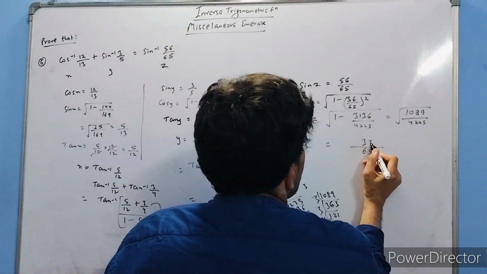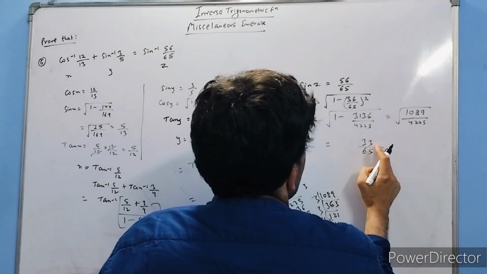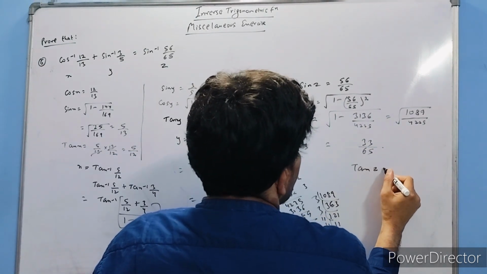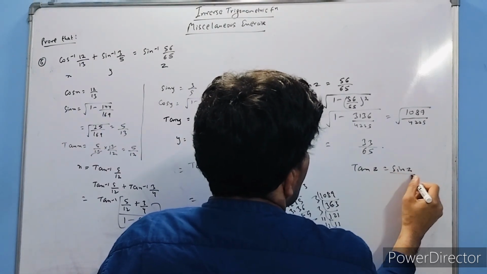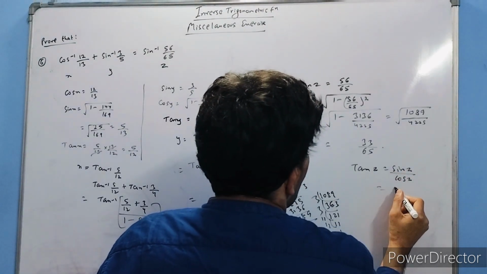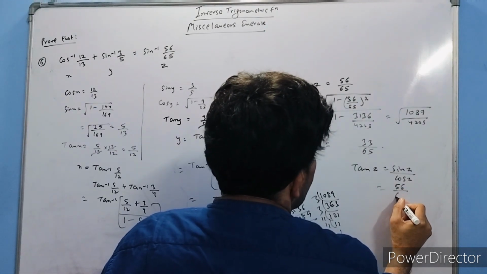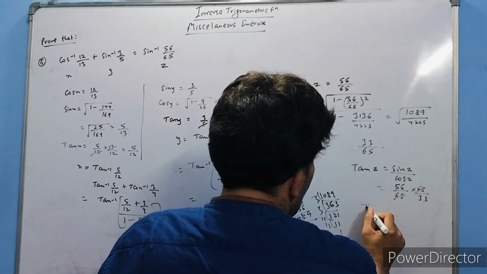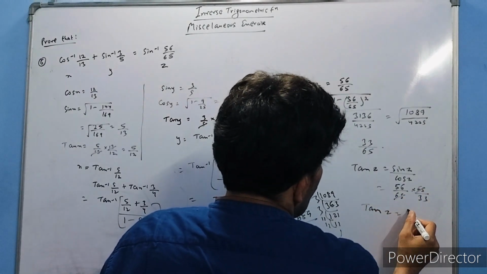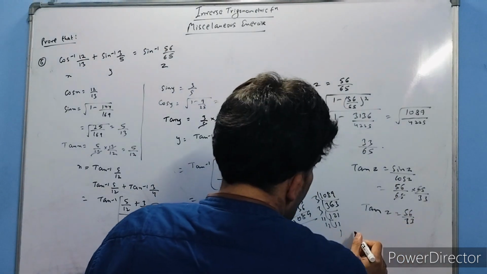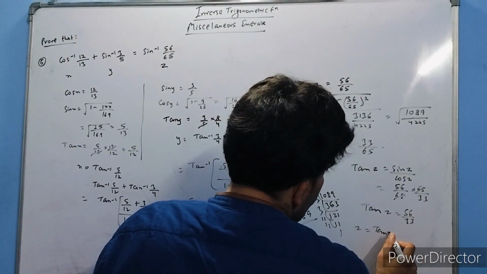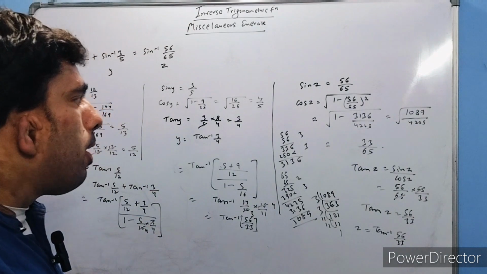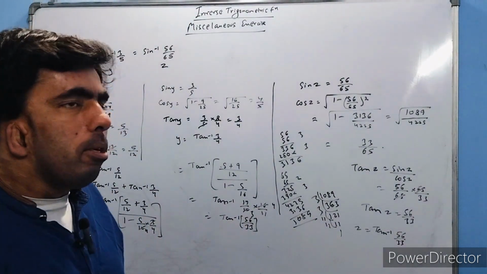So I got 33 here. So I got here 33. Now we'll try to find a tangent, that is sin z upon cos z. So I got 56 upon 65 into 65 upon 33. So I got tan z is equal to 56 upon 33, or I can say z is equal to tan inverse 56 upon 33. Okay, so that is how we are able to solve the numerical.